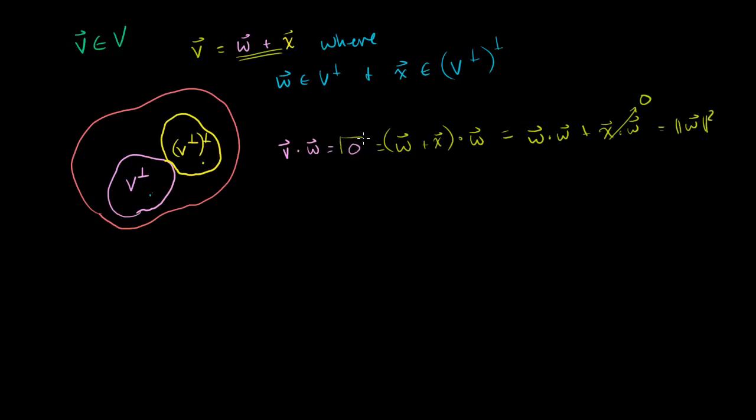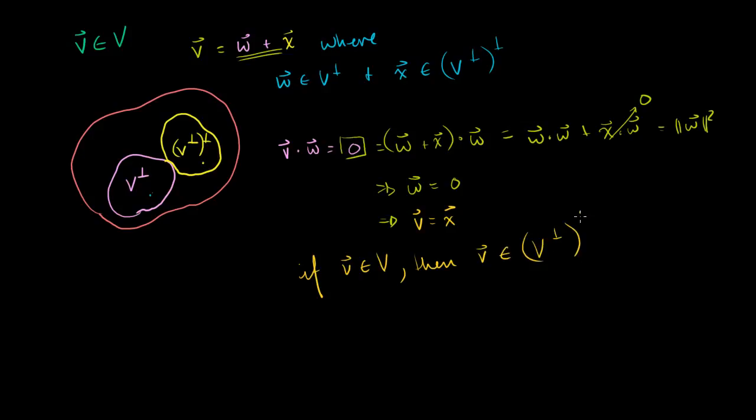And since that has to equal 0, right, we just have a bunch of equals here, that tells us that, once again, the vector w has to be equal to 0. So that tells us v is equal to w plus x. But if w is equal to 0, then v is going to be equal to x. So we've just shown that if v is a member of the subspace v, then v is a member of the orthogonal complement of the orthogonal complement, right? v is equal to x, which is a member of the orthogonal complement of the orthogonal complement. So we've proven it both ways.